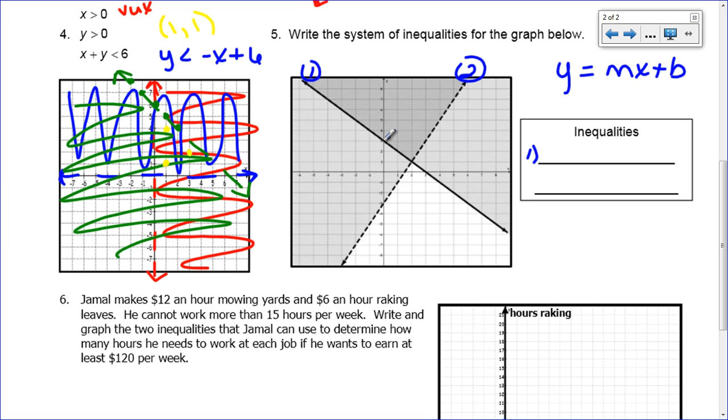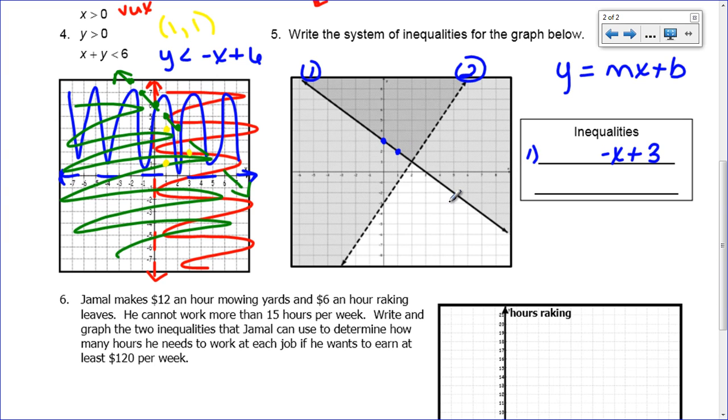It looks like the y-intercept is right here at 3, so I know it's going to end up being plus 3. So that's my b. Now I've got to find another pretty point so I can do my slope. Well, there's another pretty point, and to get from here to here, I had to go down 1 over 1, which gives me a slope of -1.